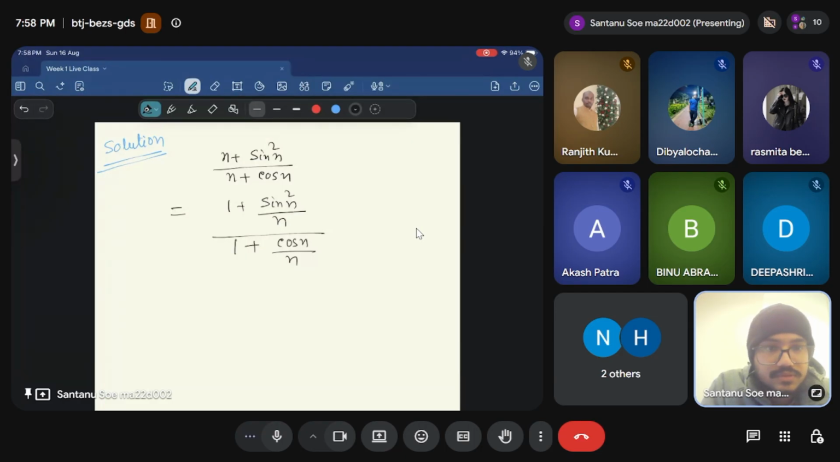Now please tell me what is the limit of sine square n divided by n or cos n divided by n. Are you following it? As n goes to infinity, what is the limit of cos n divided by n? Anyone?